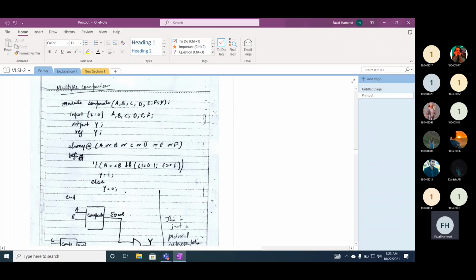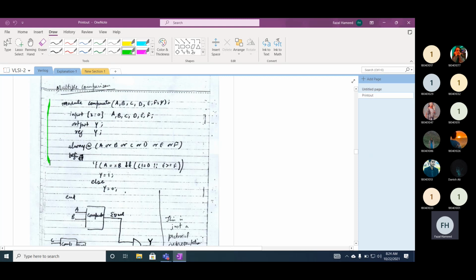Now, if we want to perform multiple comparison in Verilog, and we are interested in what hardware will be synthesized. Look at this code on the left hand side, which is highlighted in this green box.